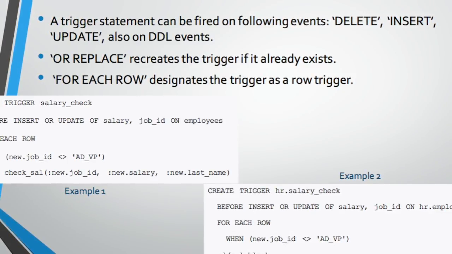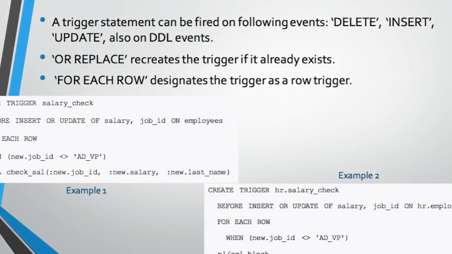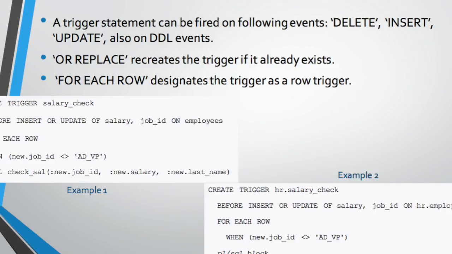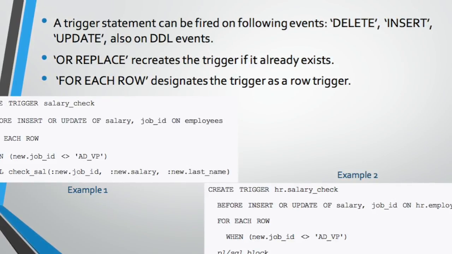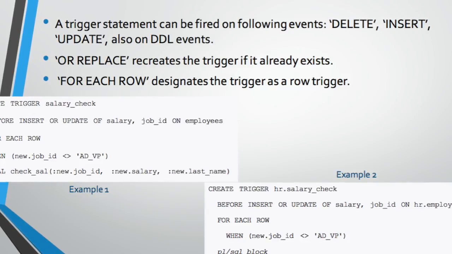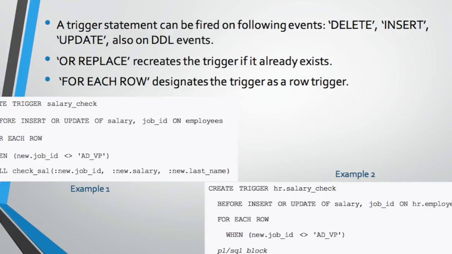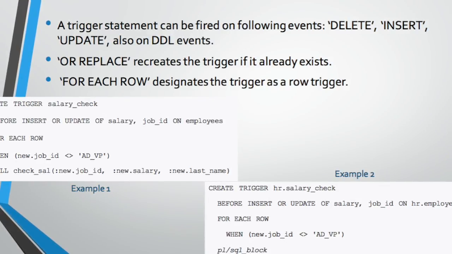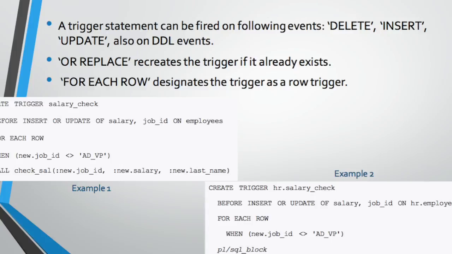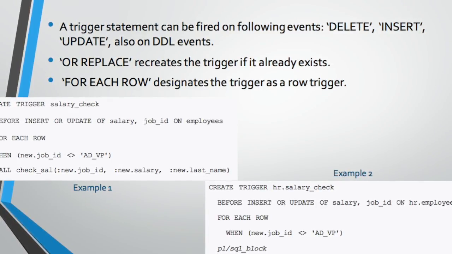The first example shown here is calling a procedure in a trigger body. You could create the salary check trigger by calling the procedure instead of providing the trigger body in a PL/SQL block. Assume you have defined a procedure check_sal in an HR schema, which verifies that an employee's salary is in an appropriate range. You could create the trigger salary check as shown.